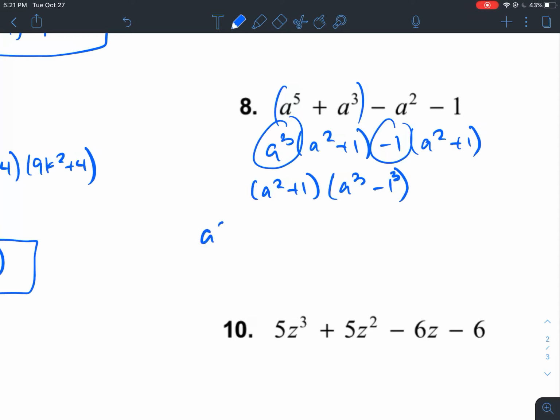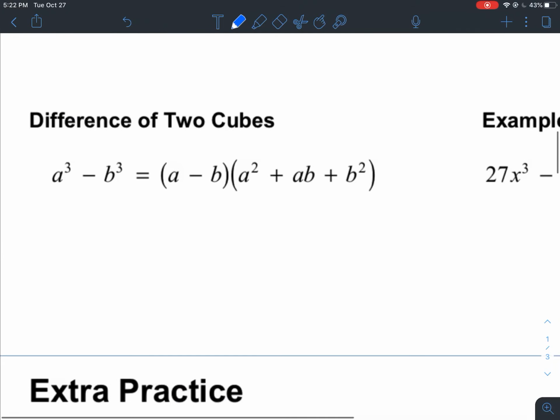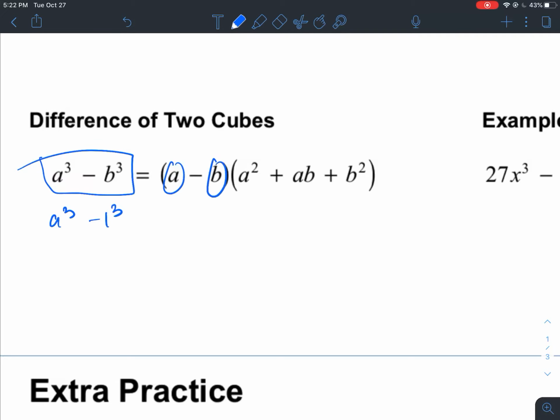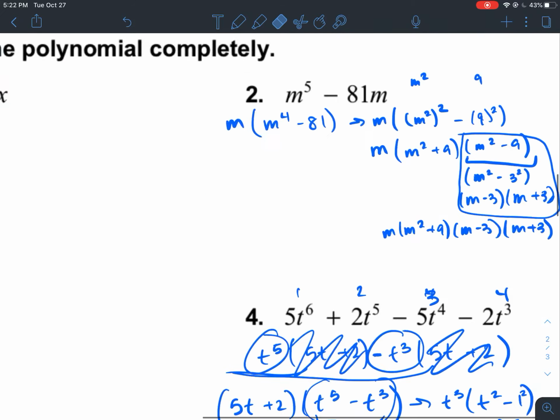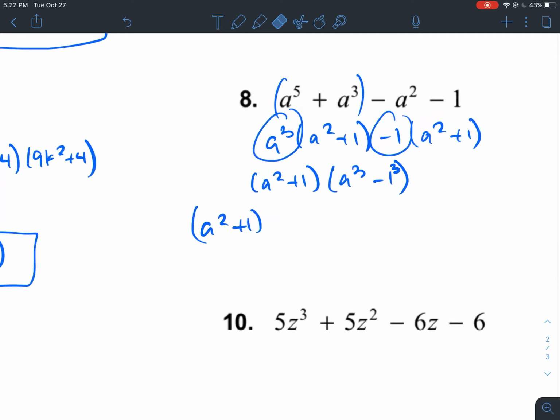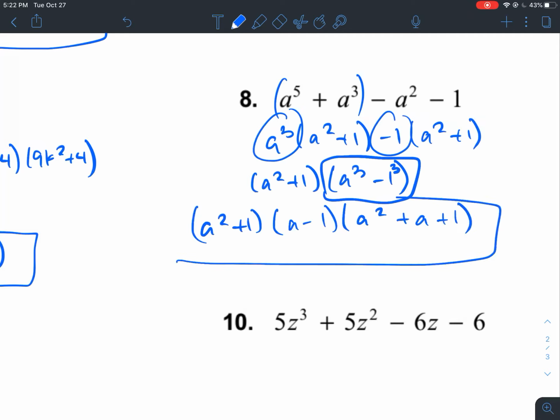So I have a squared plus 1. And now I know that I can change this. Again, the difference of 2 cubes, where I have a cubed minus 1 cubed. So then a will be a, but b will be 1 now. So I have a minus b. So it's going to be a minus 1. So I'm breaking this down right here, by the way. That's what I'm breaking down. That's equal to a minus 1 times a squared plus a plus 1. And there you go.